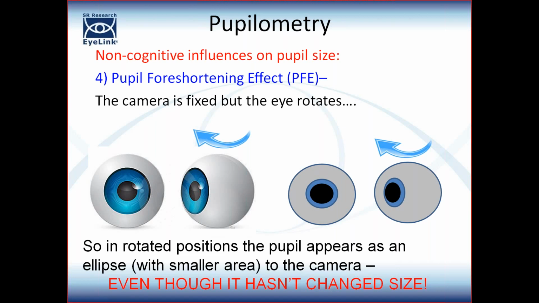We'll come on to how to deal with this, or ways around this, in a minute, but up to 5 to 10% of your pupil area measure may be influenced by where the eye is. In other words, if you took a completely static robotic pupil, an artificial pupil, and rotated it, you could get a change in your pupil size measure from the eye tracker of up to 10%, even though clearly the pupil itself hasn't actually changed size. So this is also something to bear in mind.